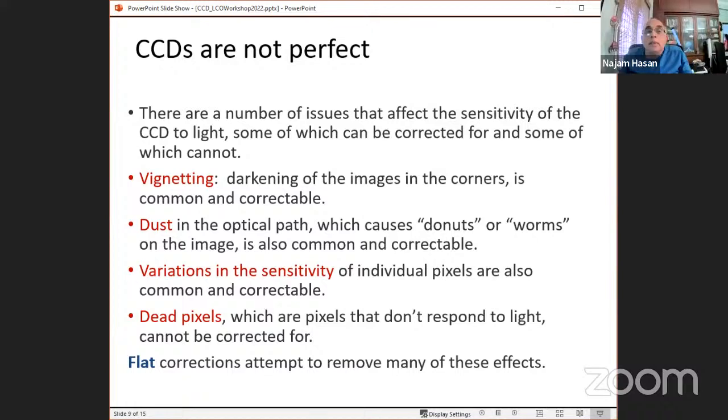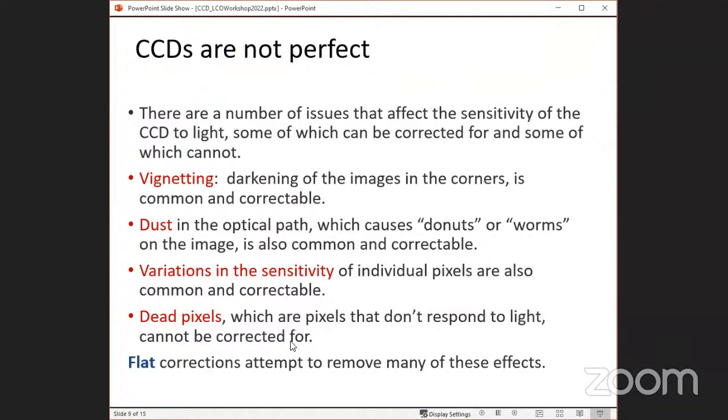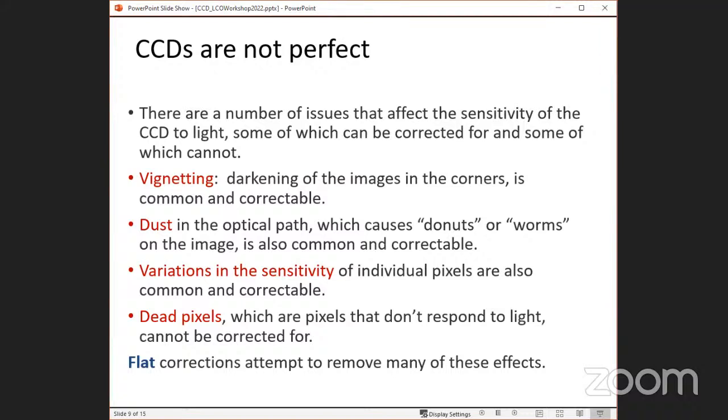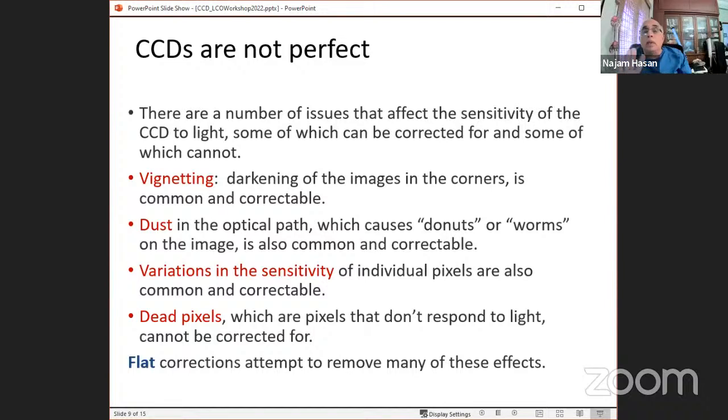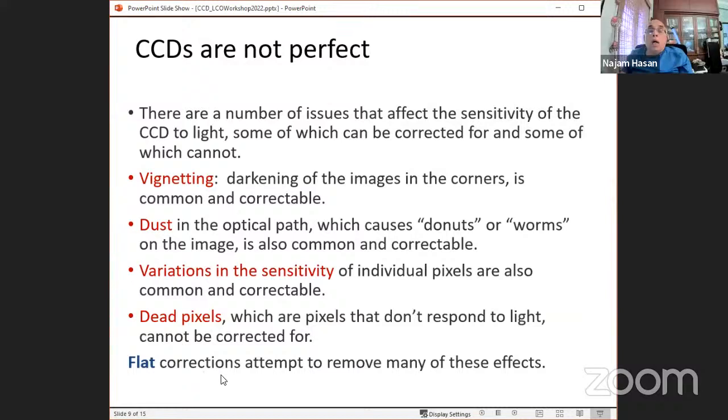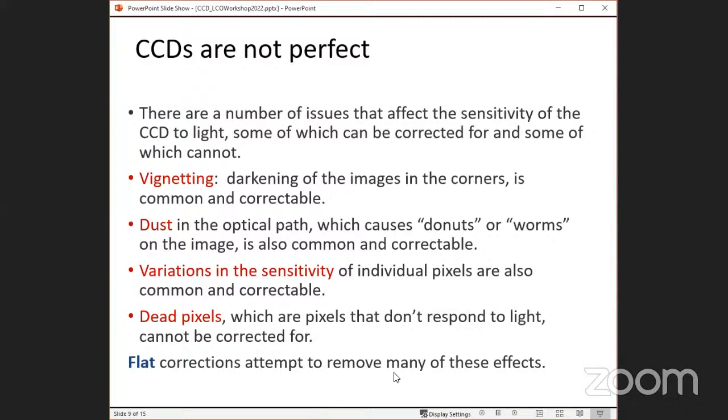And then there are dead pixels, which are pixels that don't respond to light at all, and you cannot do anything regarding that. You can only take multiple images, so that if you have lost a certain part of an object in a certain image, it is recovered in the others.